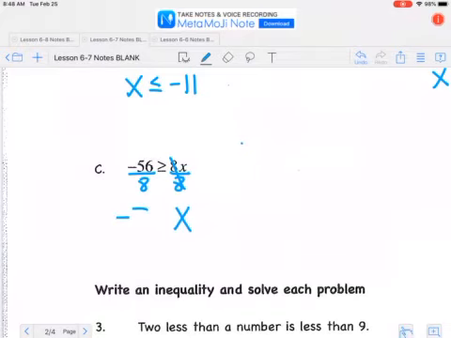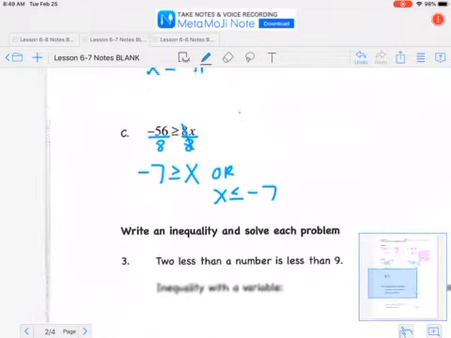So we would have -7 is greater than or equal to x, or you could always write it as x is less than or equal to -7.